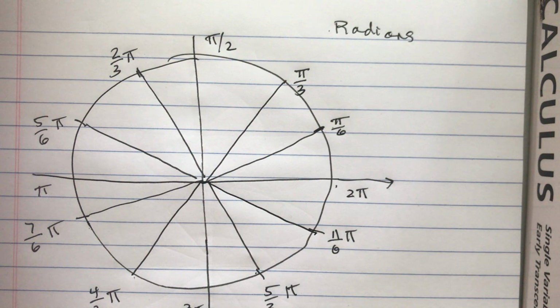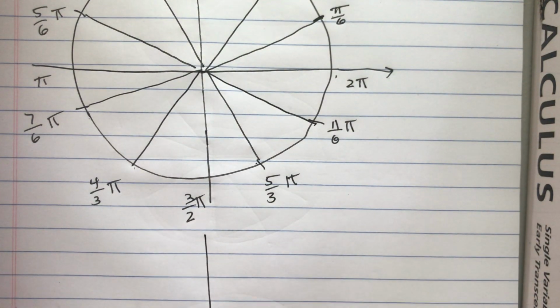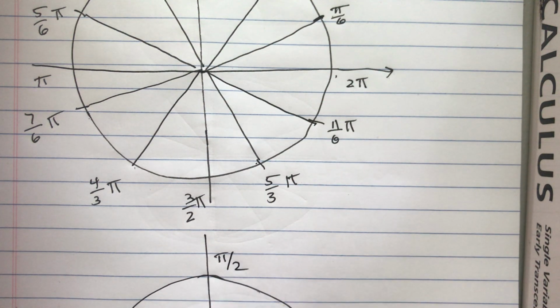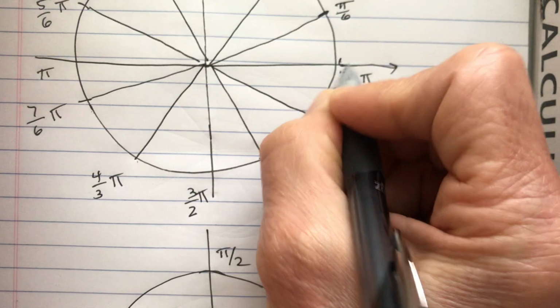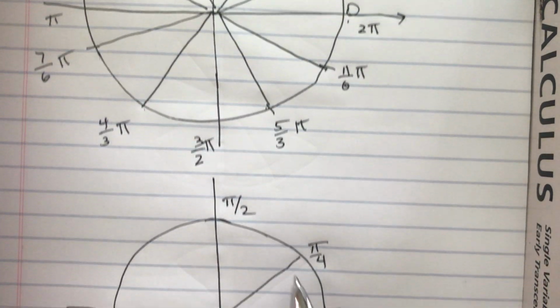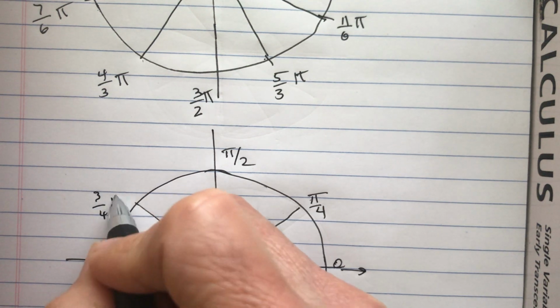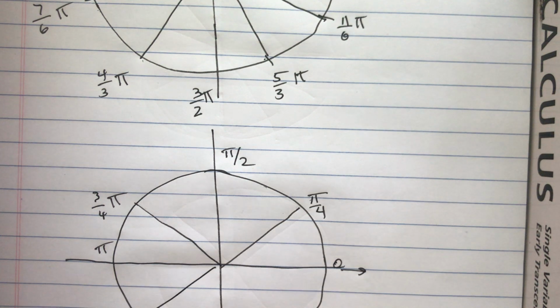And then we can do the same sort of thing with pi over 4. So pi over 2 is up here, half of that is pi over 4. And then we add 1/4, 2/4, 3/4, 4/4, 5/4, 6/4, which is 3/2, and then 7/4 pi.